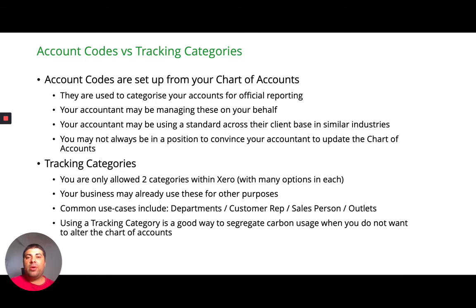So this is a way of reporting that wouldn't modify your chart of accounts. However, as there are only two, it could be that your business is already using some of these or would like to use some of these for business purposes, which would then not make them available for use by Compare Your Footprint. However, if you can't change your chart of accounts, this is a good way of going around it, if you have a tracking category available to use for carbon reporting purposes.